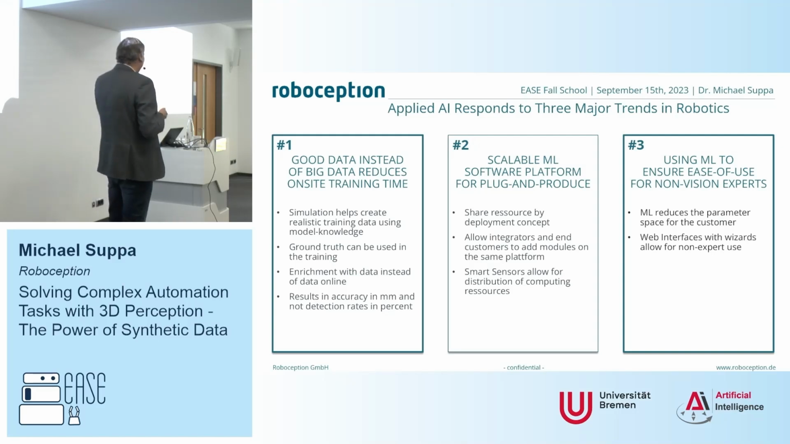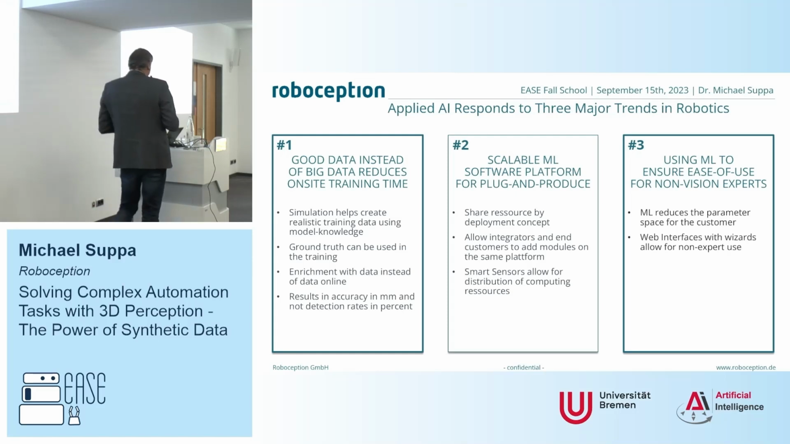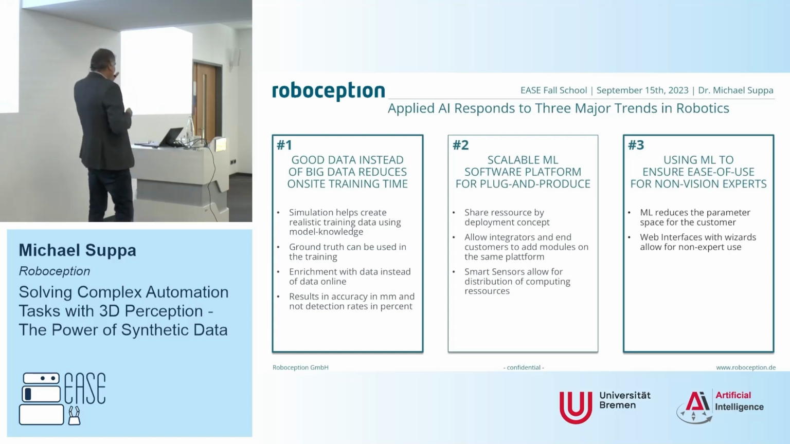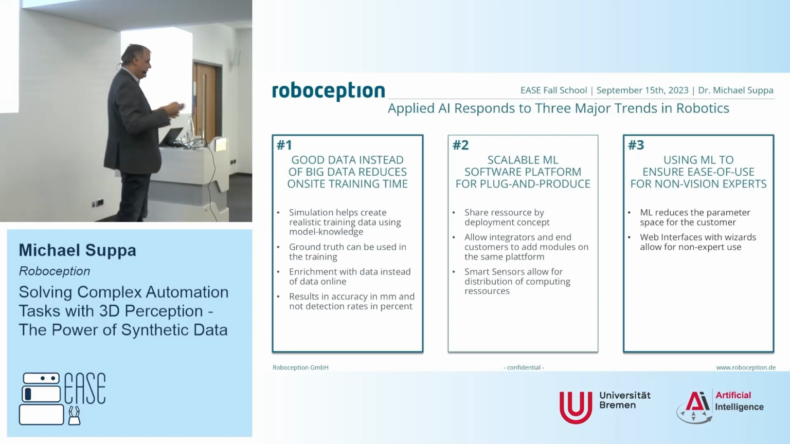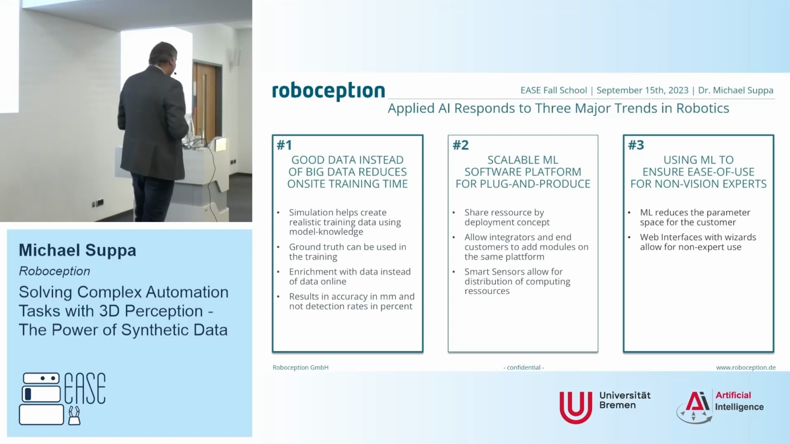And now I'd like to give you a few insights on the synthetic data that we are using for our application. Basically, I see 3 trends at the moment. One is that in robotics, we are not talking so much about big data, but good data. So that's relevant for our application. It's not like autonomous driving, where there are huge data sets available. For manipulation, you usually have smaller ones.